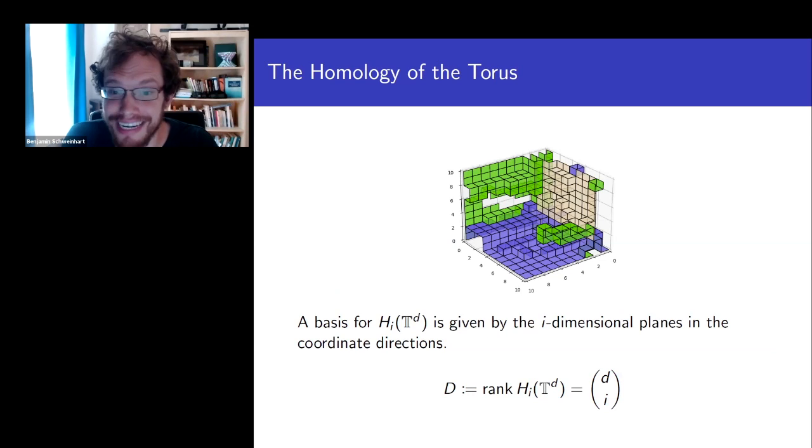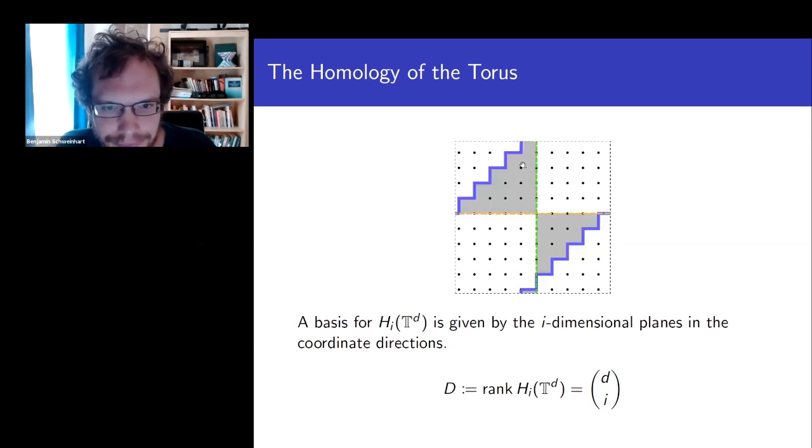So what's going to be very important in my talk is the example of the torus. I'm going to show a few examples of homology groups of the torus. But in general, a basis for the I-dimensional homology of the D-dimensional torus is given by the I-dimensional planes in the coordinate directions, of which there are d choose I of them. So here is an example of a basis of giant cycles taken from a simulation of plaquette percolation. A basis for the two-dimensional homology of the 3 torus is given by these. And we'll see more about what these are in just a second.